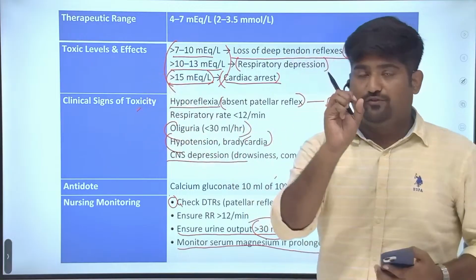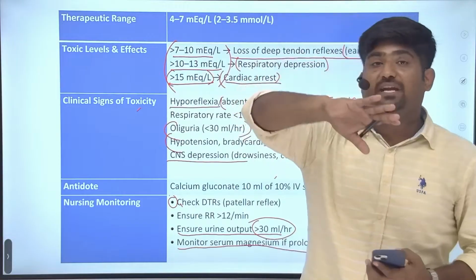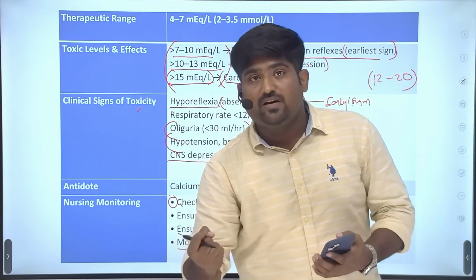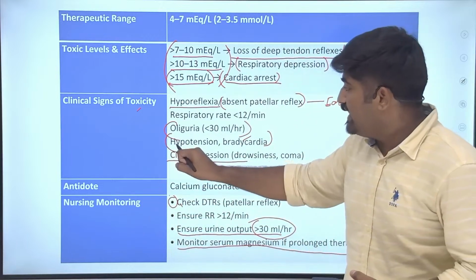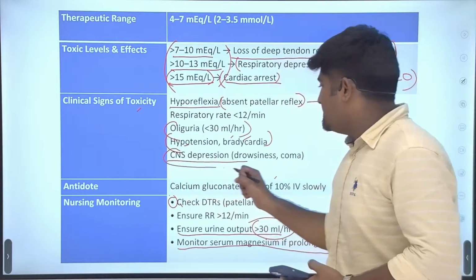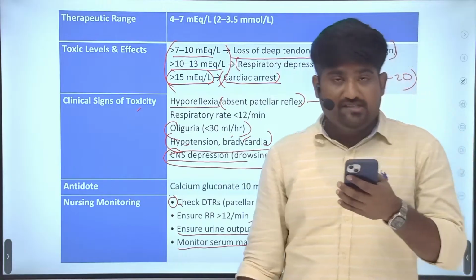For toxicity signs, first is hyporeflexia, then respiratory depression, then oliguria. Afterwards it comes with hypotension and bradycardia due to decreased cardiac output, and CNS depression, that is drowsiness, and the patient goes into coma. These are the things you should note.